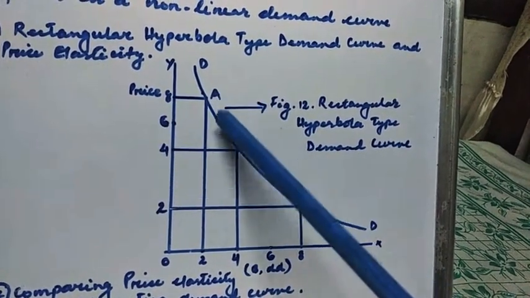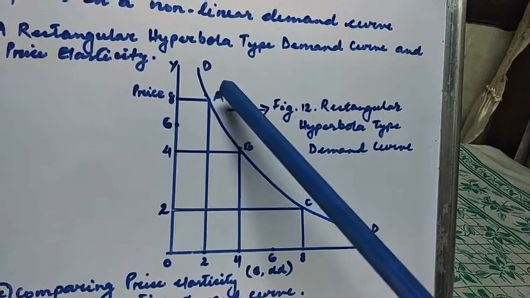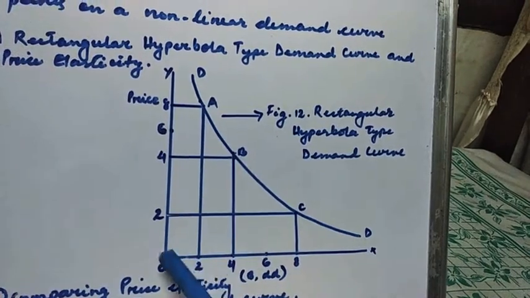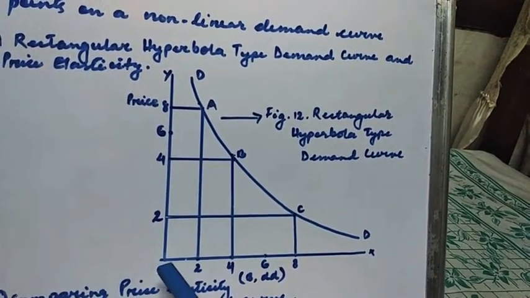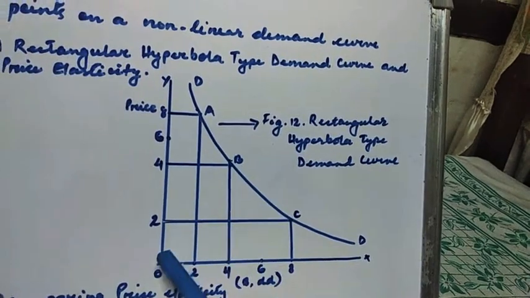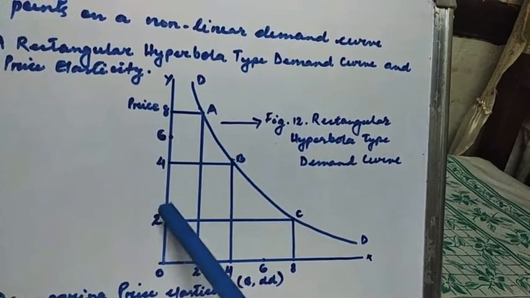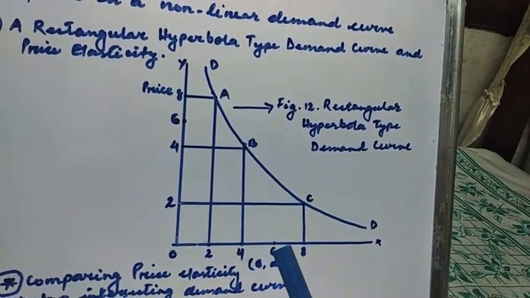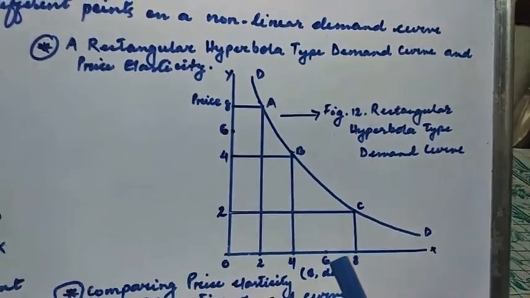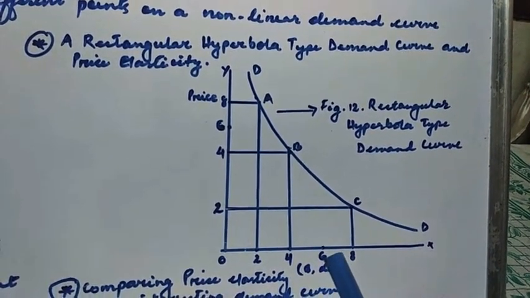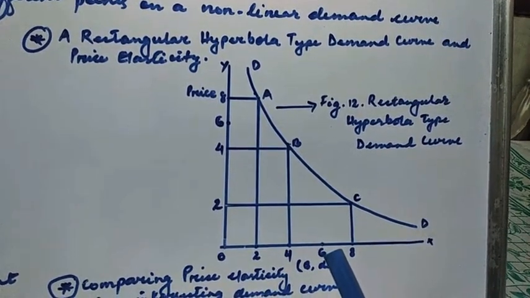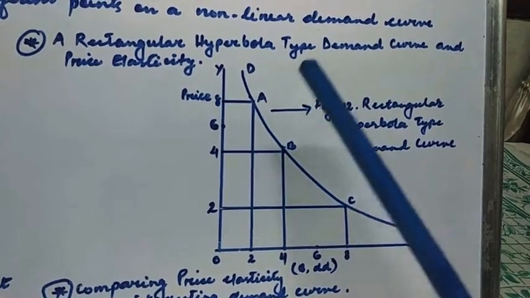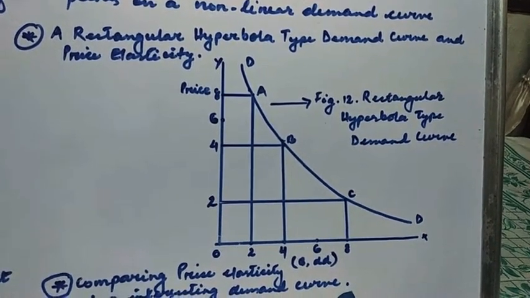So rectangular hyperbola means this curve gives the rectangle, that is, at point A we have a rectangle 0, 8, A, 2. This rectangle will be equal to this rectangle, and then again these two rectangles will be equal to this rectangle again. This type of demand curve is referred to as a rectangular hyperbola, and it occurs when the price elasticity at every point on the demand curve is equal to 1, or we have unitary price elasticity.